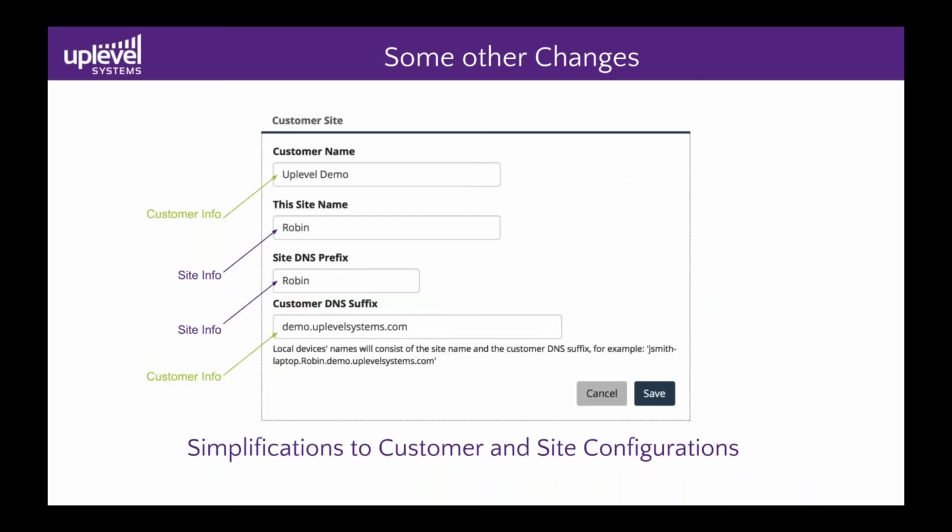The other change is in the customer and site view under site settings. This is now combined into one section. However, all the same information is present. Note both customer and site configurations appear side by side. So just keep that in mind. They are combined together, but all of the same information is present.